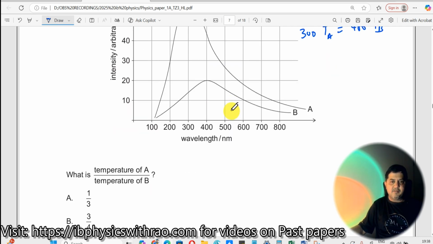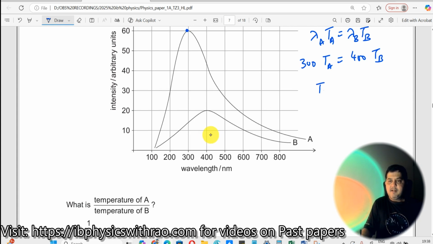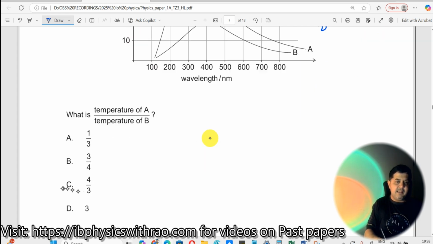Sometimes, when we read the question, we forget. He is asking you TA by TB. TA divided by TB is equal to 400 divided by 300. The zeros go away. It becomes 4 by 3. That should be your right answer. 4 by 3, C is your right answer.